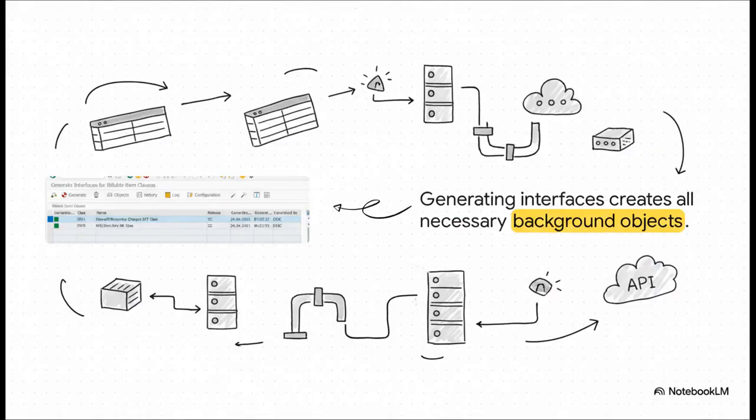Now, what's really cool about this part is what's happening behind the scenes. When you hit generate, the system just goes to work. It automatically creates and updates all the technical objects. We're talking database tables, APIs, function modules, the whole shebang that are needed to actually store and process data for your new field. It's building all the plumbing for you.